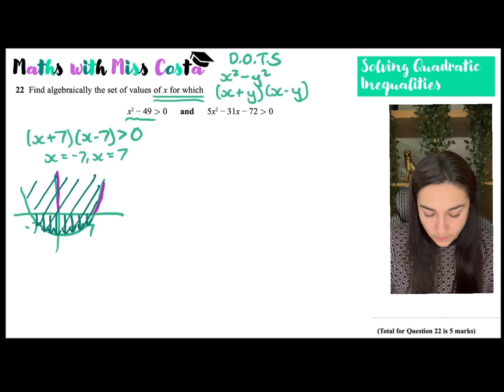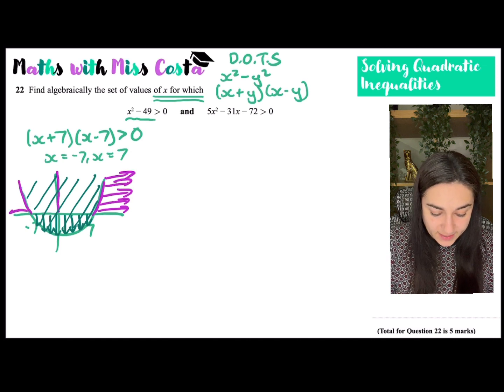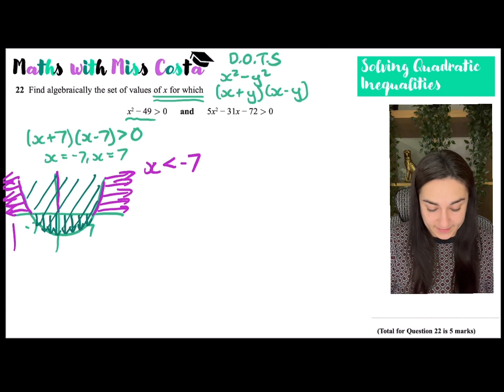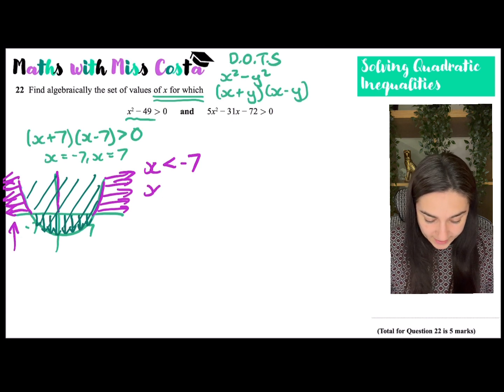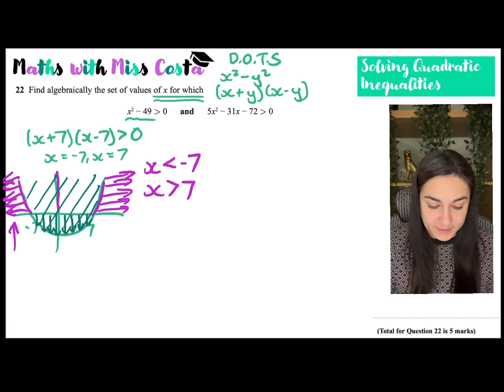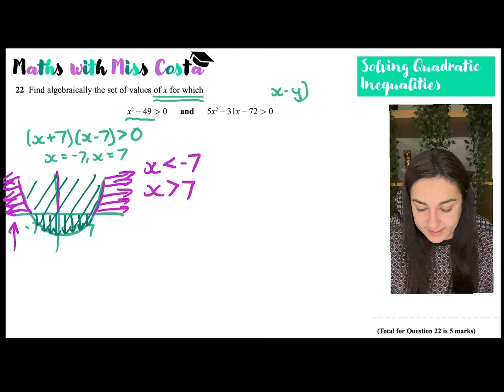Therefore, over here, anything that is over here, the y coordinates are greater than 0, and similarly over here. Therefore, I know that x must be less than -7, because it's going in this direction over here, or x must be greater than +7. And that's my solution to the first inequality.